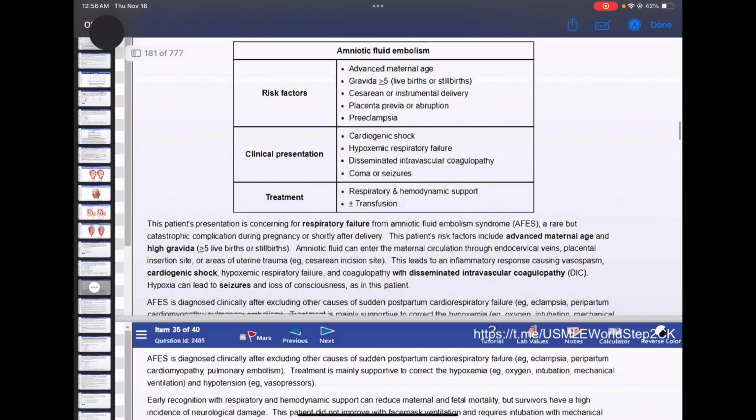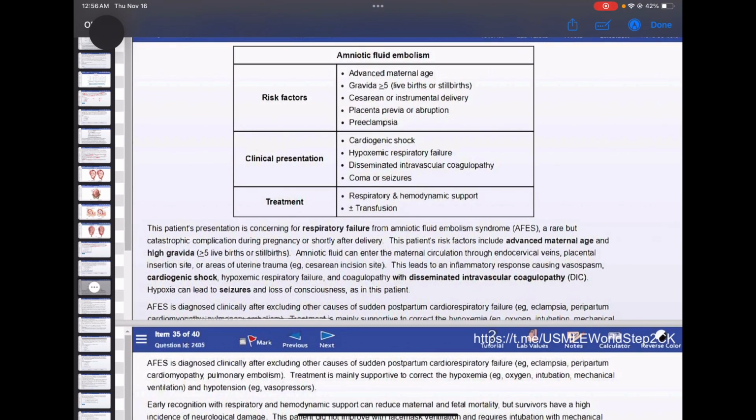So we're going to intubate and mechanically ventilate this patient. What happened to her was an amniotic fluid embolism. It could be because of advanced maternal age, multigravidity, cesarean or instrumental delivery, placenta previa or abruption, preeclampsia. So in previa, it could also be there. How does it present? Cardiogenic shock, hypoxemic respiratory failure, DIC, disseminated intravascular coagulopathy, coma, or seizures.